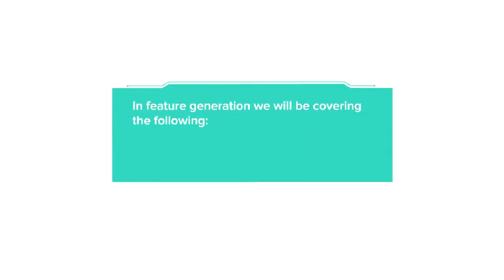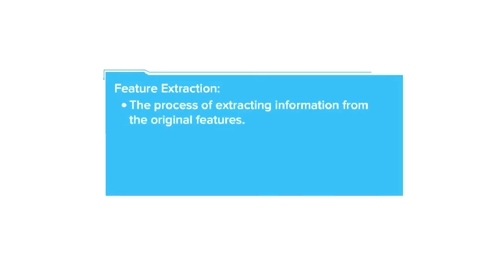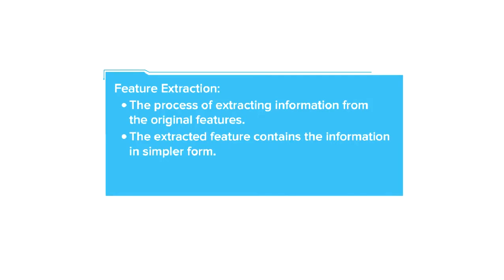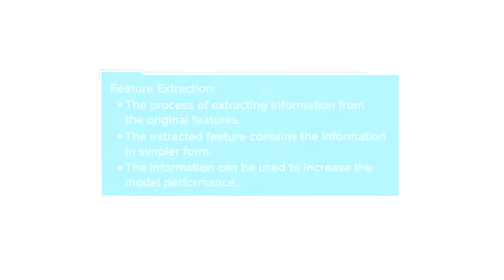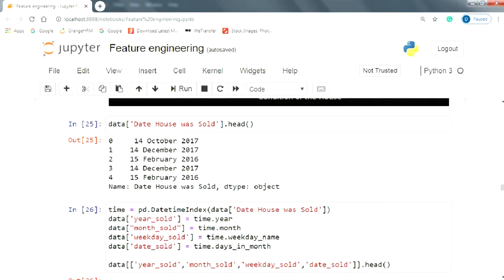In feature generation, we will be covering feature extraction and combination of features. Let's start with the simpler one between them, which is feature extraction. Feature extraction is the process of extracting information from the original features such that the extracted feature contains the information in simpler form, which can be used to increase the model performance. Let's look at some examples.